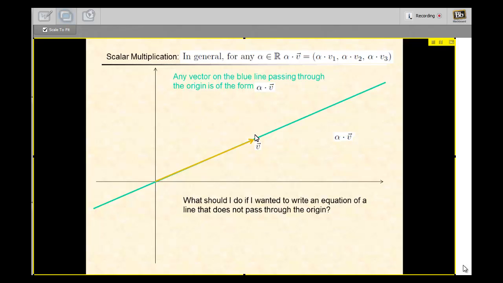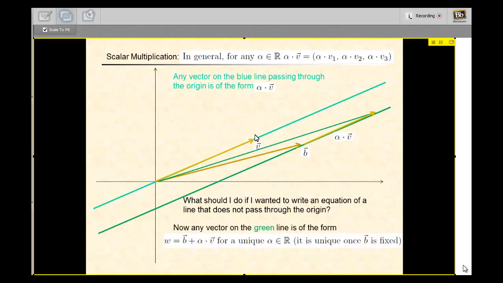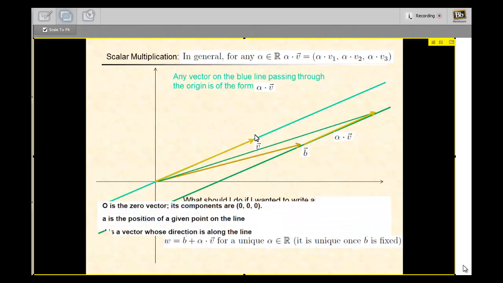What should I do if I want to write an equation of a line that does not pass through the origin? For example, this is a line and it is not passing through the origin. It is something apart, so we have this distance from the origin. For example, this is a vector v. We will take another vector and form a triangle, and from the Pythagoras theorem we can find it. We can find it like this.